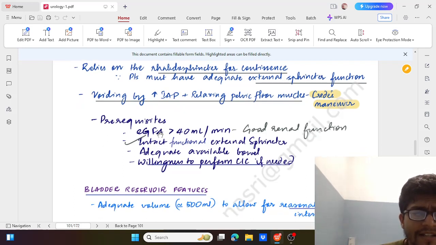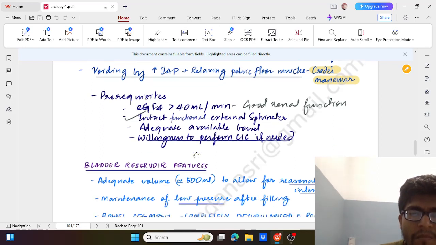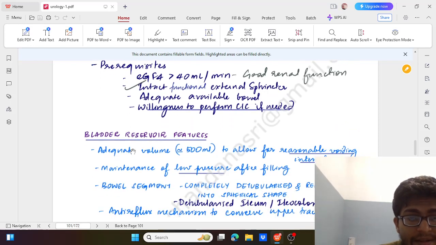So it is under the control. Prerequisites are GFR should be more than 40 ml per minute, so it should be good renal functioning, intact functional external sphincter, adequate bowel length, and willingness to perform CIC if required.